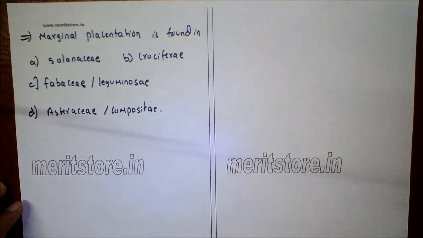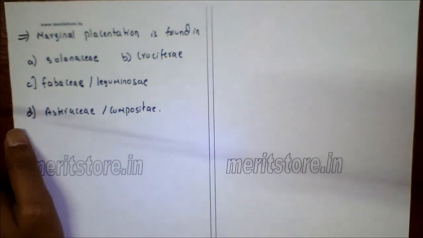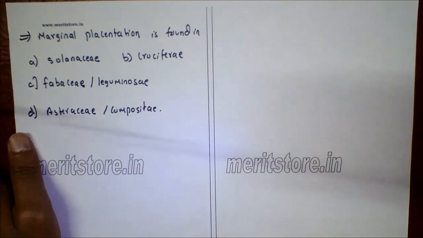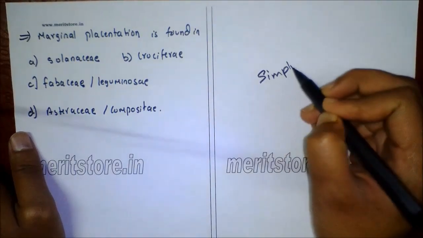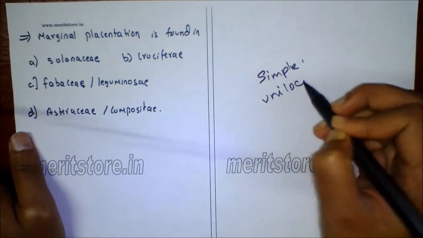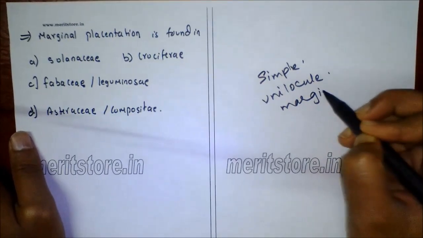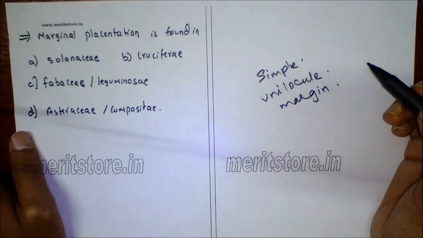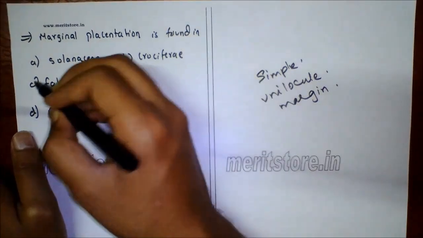Marginal placentation is found in: A. Solanaceae, B. Cruciferae, C. Fabaceae, that is Leguminosae, D. Asteraceae, that is Compositae. So in this type of placentation, the ovary is simple, unilocular, and the ovules are arranged along the margin of the unilocular ovary. The placenta develops along the ventral suture of the ovary. Example: pea and gram. So option C is the correct answer.